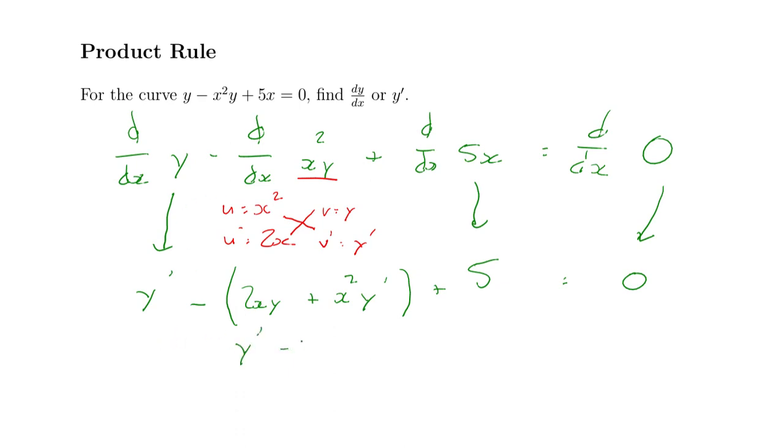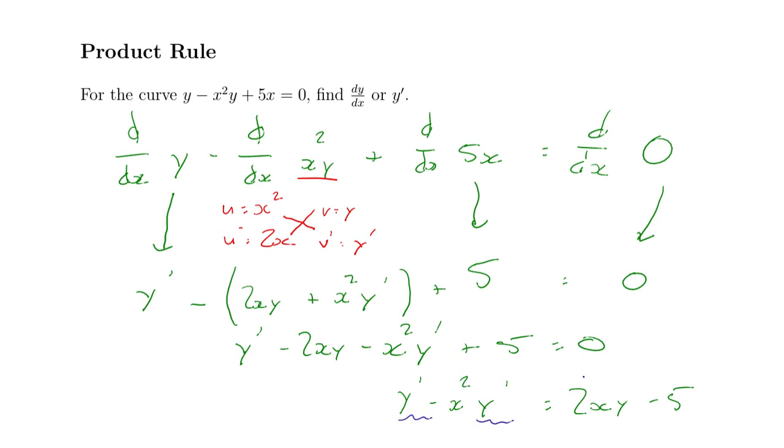So we're going to say y prime minus 2xy minus x squared y prime. I'm going to put that negative across everything. Plus 5 equals 0. What I want to do now is solve this for y prime. So I'm going to take my 5 and my 2xy and move them over. Minus x squared y prime equals 2xy minus 5. Now, notice that y prime is a common factor here. So if you factor it out, we end up with y prime times 1 minus x squared equals 2xy minus 5.